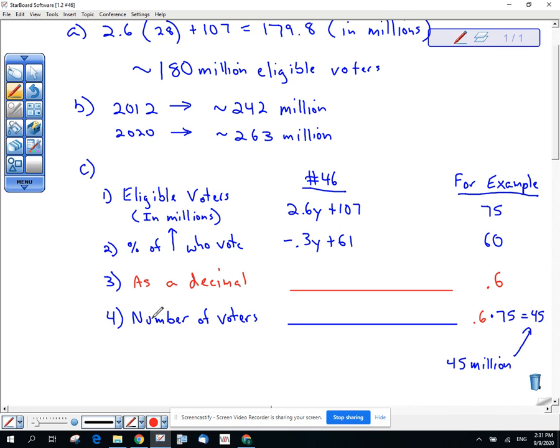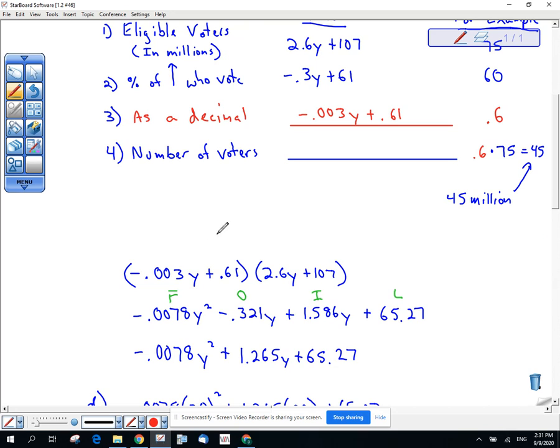And you probably thought of it as moving a decimal in the past, and that's true too, but you are going to move the decimal on both things, right? There's two terms here, so you're going to move the decimal left for both of them. That would make this negative 0.003y plus 0.61. Okay? And then the number of voters, I don't think I can really fit it there, so I put it down here. This right here would go there.